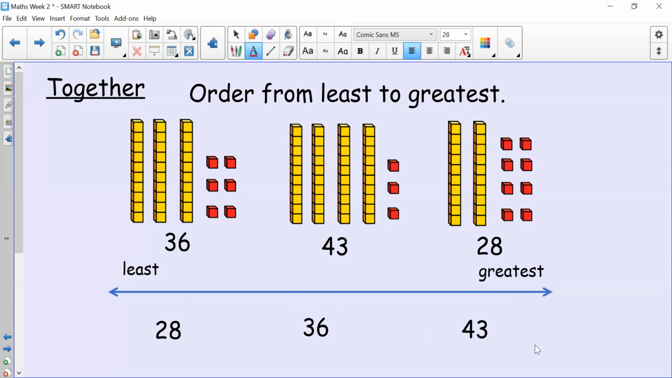Brill. Now, if you haven't added your inequality symbols yet, then pause the screen here to have a go at adding those in, and then we'll come back and see if you're right.